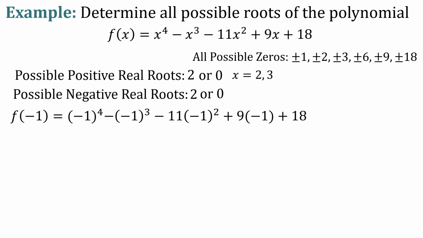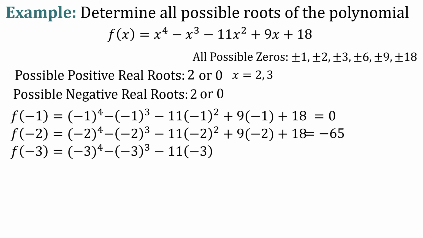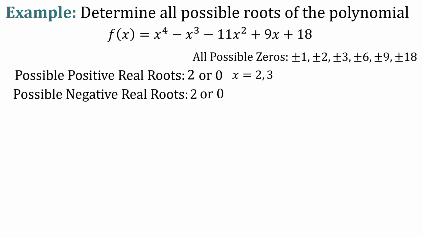So let's start with negative 1. Did you get 0? Yes, you did. So there's one of them. Now we're looking for one more. When you plug in negative 2, do you get 0? No. Negative 65, definitely not. What about when you plug in negative 3? Do you get 0? Yes, you do. So now we have found all 4 roots, because x is negative 1 and negative 3.